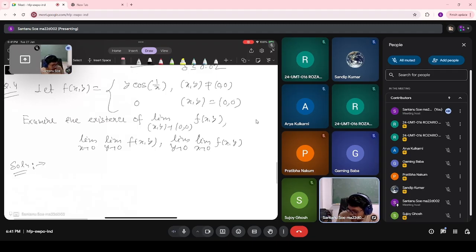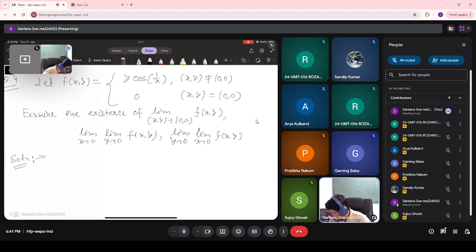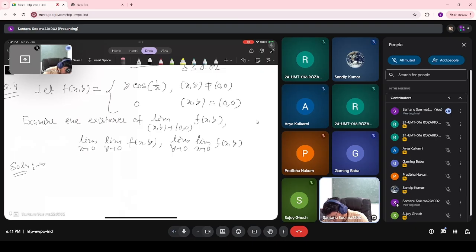Now this is a very famous function. I don't know if you have seen functions like x cos 1 by x, x sin 1 by x. This kind of function is very similar, but here x is replaced by y. This is a three-dimensional function; you cannot plot it in two dimensions. So how to do this? First we have to show whether this limit exists or not.